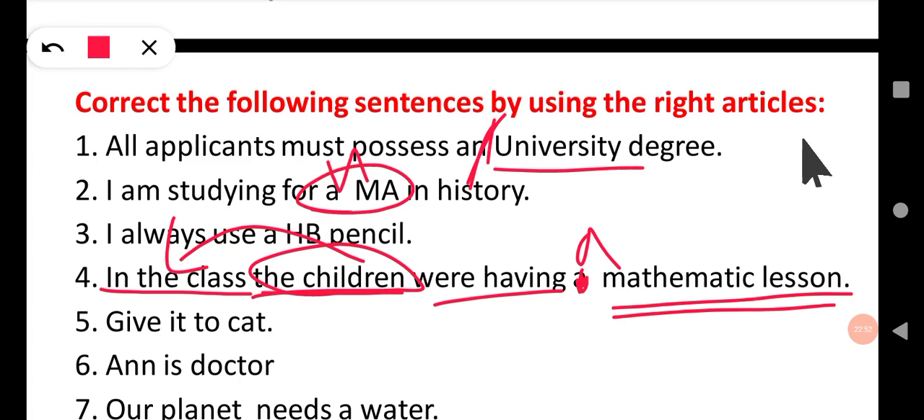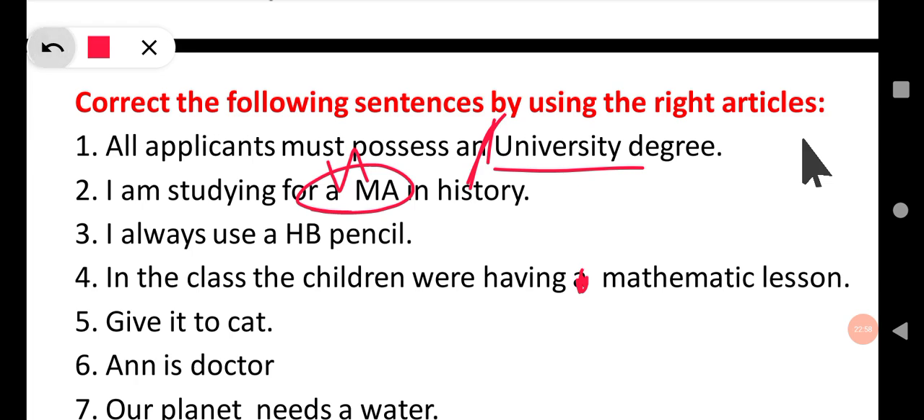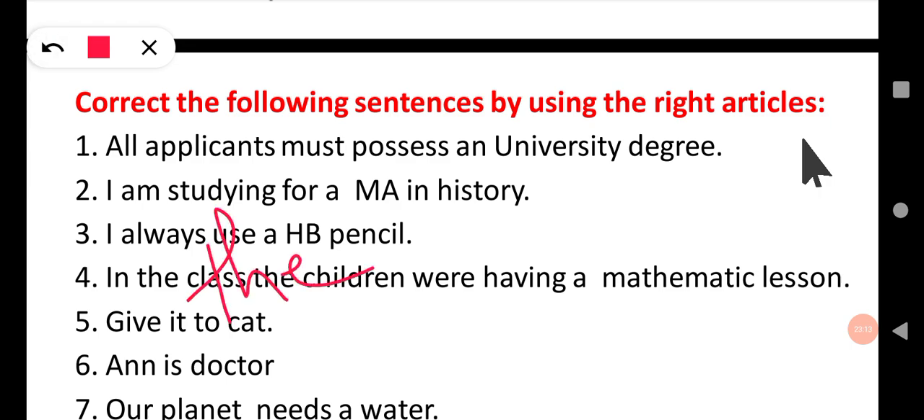Okay, so here "a" is used. You need not change anything in this case. Next one, "Give it to the cat." This is a simple order from a speaker, asking someone to do something. What is that? Give some food to the cat. Okay, so here we are referring to a particular cat. We need "the" here.